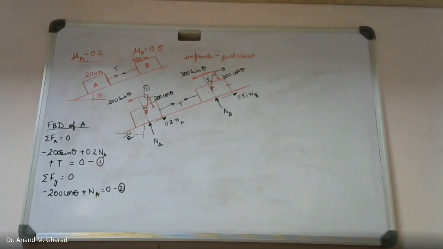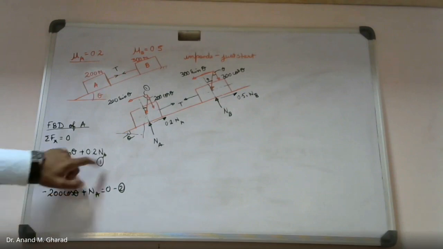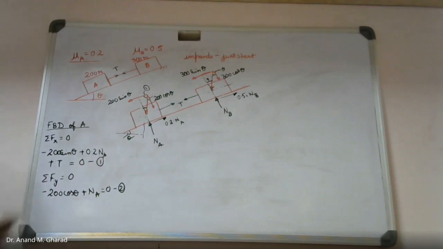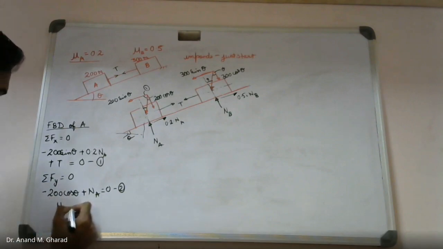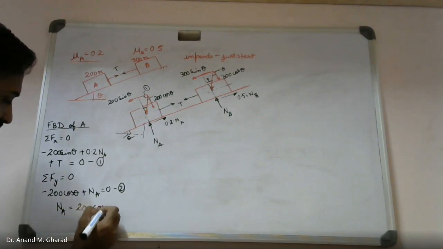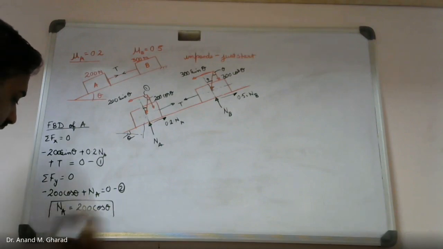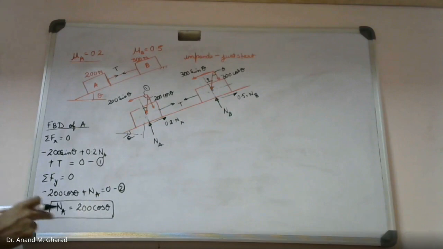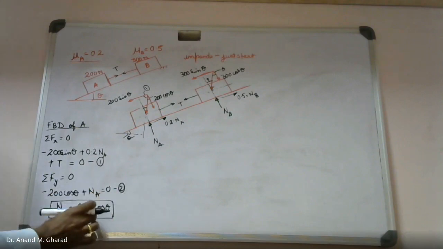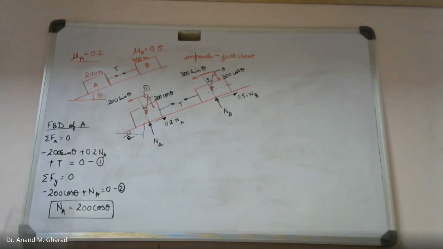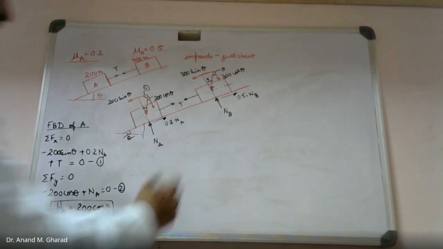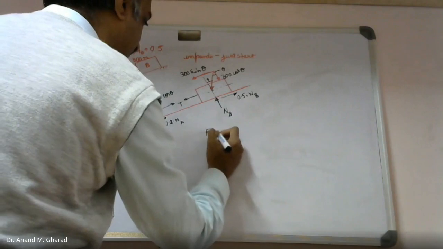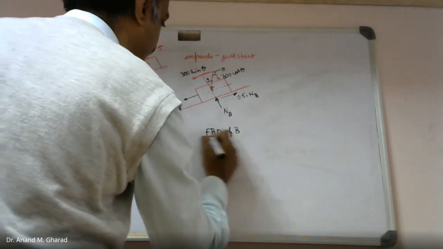So, are you in a position to find any of these terms out of these two equations? It is not possible because there are three unknowns: theta, NA and T. At the max, what we can say is NA is equal to 200 cos theta. This is the equation we can get from equation 2. And let us see whether this equation can be used elsewhere. Then let us see the FBD of B.